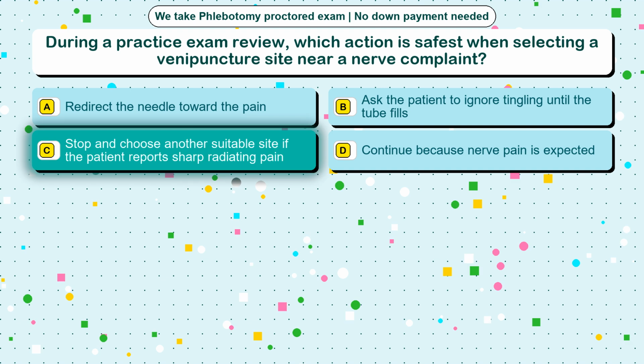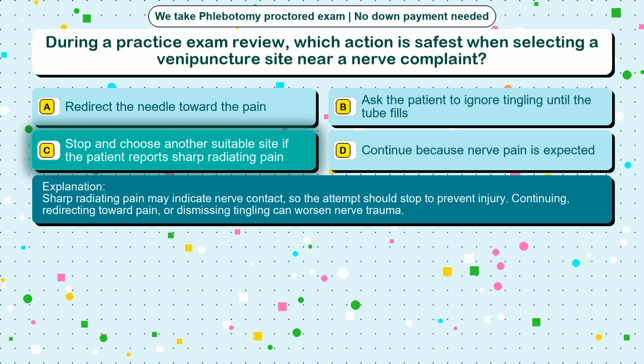The correct answer is option C. Stop and choose another suitable site if the patient reports sharp radiating pain. Sharp radiating pain may indicate nerve contact, so the attempt should stop to prevent injury. Continuing, redirecting toward pain, or dismissing tingling can worsen nerve trauma.